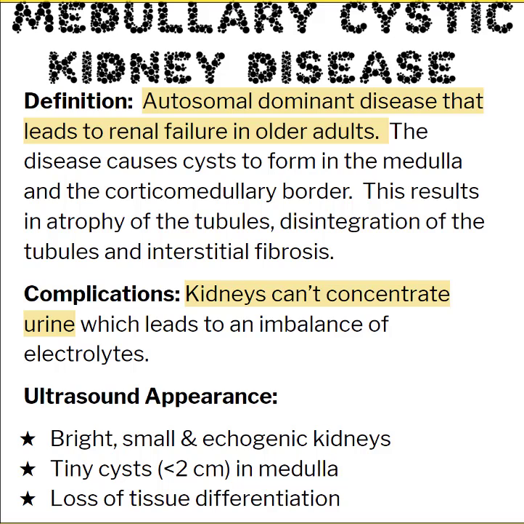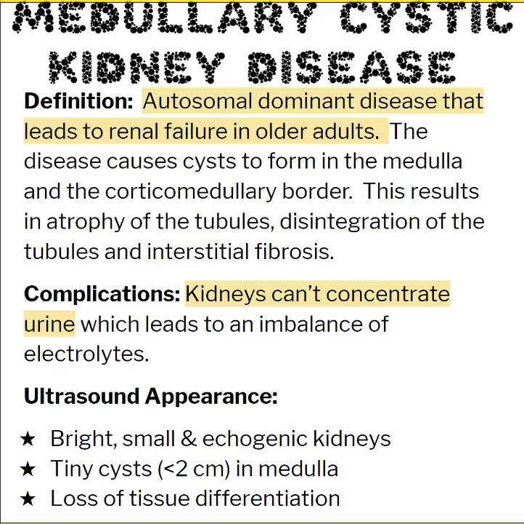Now you'll see a pattern with our autosomal dominant. It typically means that this doesn't appear until adulthood. And so that is also true then with the medullary cystic kidney disease. This is going to be a disease that typically affects older adults and it will eventually lead to renal failure.